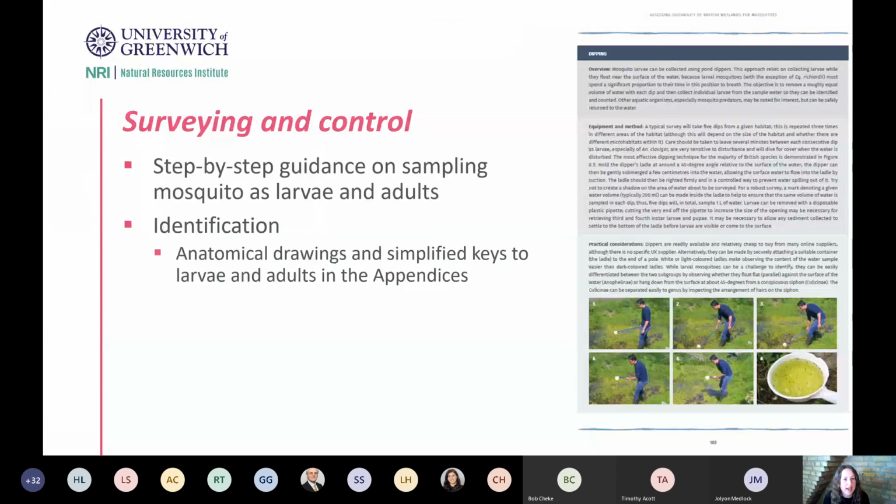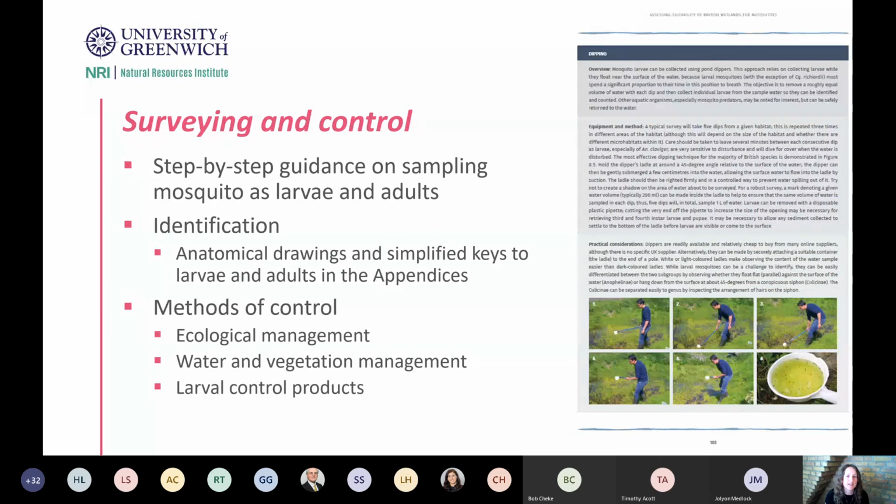And finally, we have a chapter on surveying and control. So this is looking at ways that you can sample mosquitoes at the different stages, so as larvae and adults, with step-by-step instructions.